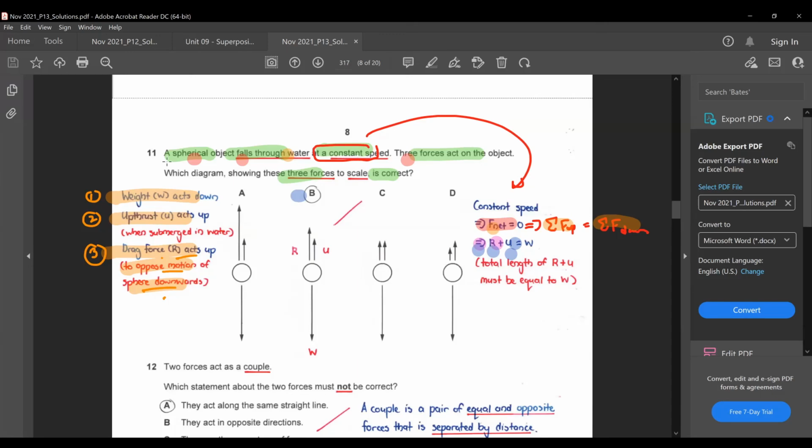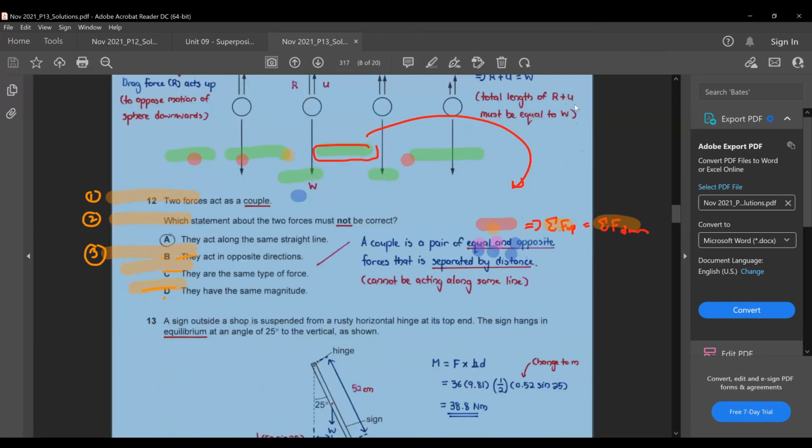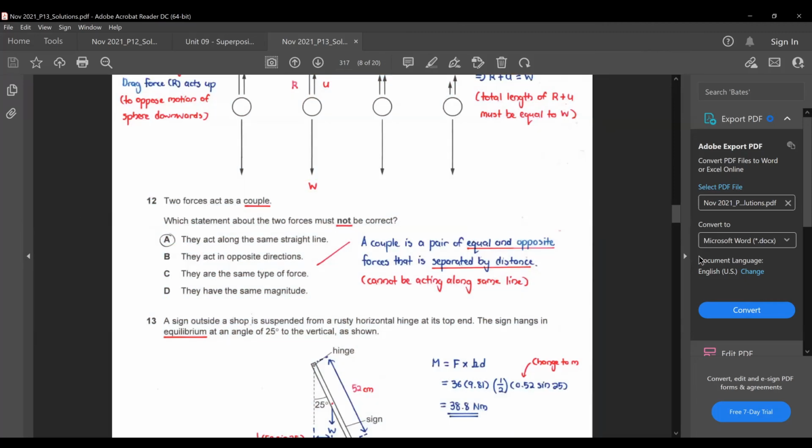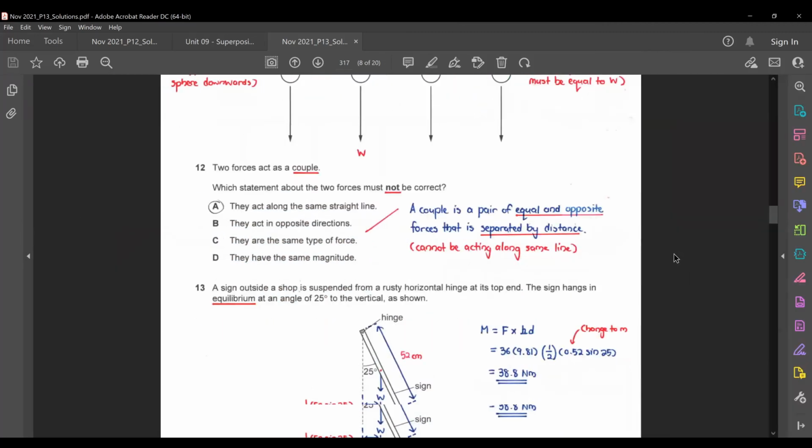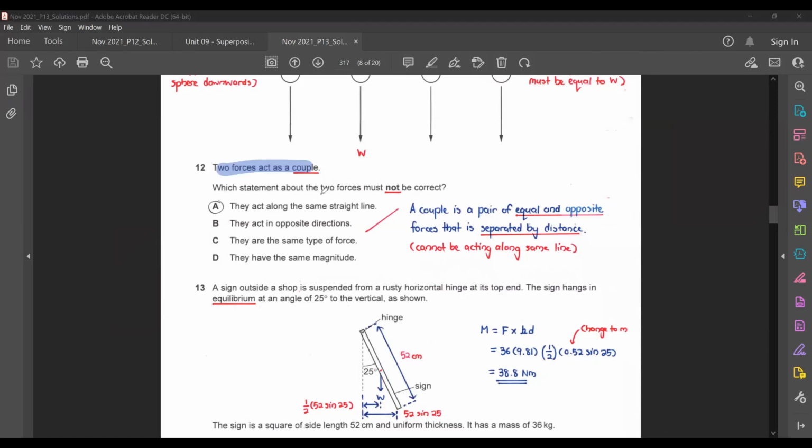Okay, then after that, we go to number 12. Number 12 should probably be one of the last questions we do. Okay, now two forces act as a couple. What statement about two forces must not be correct? In the first place, what is a couple? A couple is a pair of equal but opposite forces that is separated by distance. They should not be acting along the same line of action. So what is not correct for a couple is that they act along the same straight line.